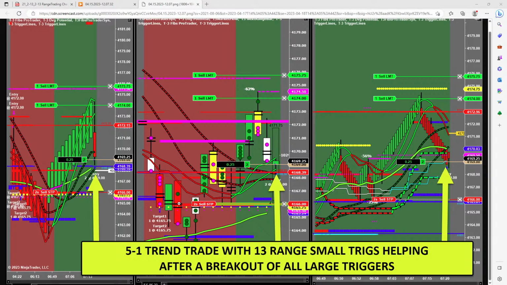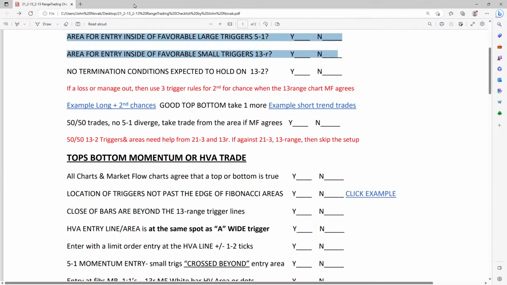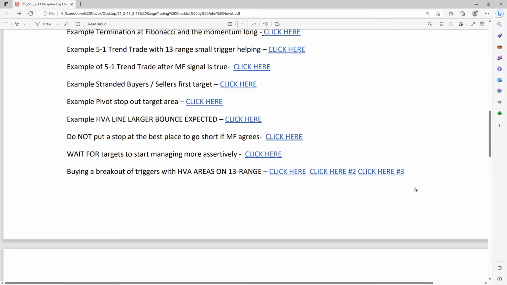Now, it could lose, but, you know, again, this doesn't have to risk this much. Probably only had to risk two points on this one, or 2.5 points, but it's a 5-1 trend trade with the 13 range triggers helping. So even though it's 50-50, I'll take it anyway. Hopefully that makes sense. All right, let's go on. We're moving on.